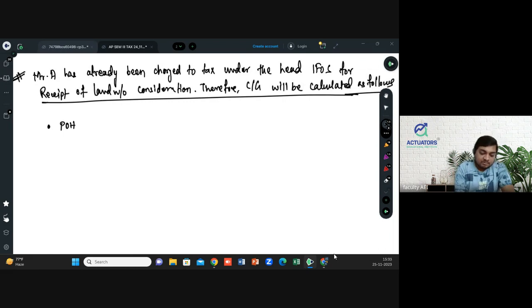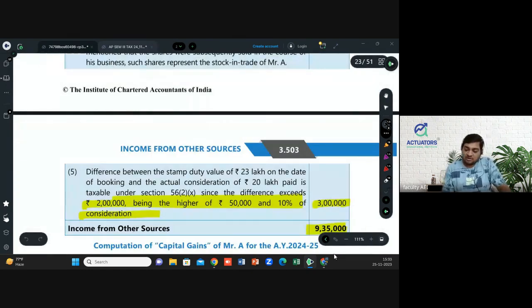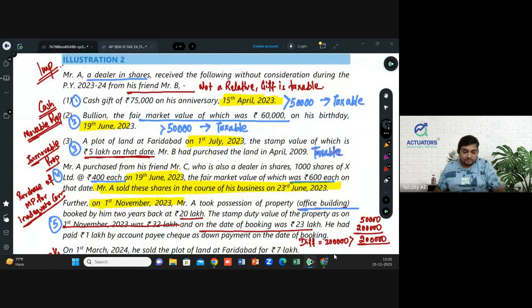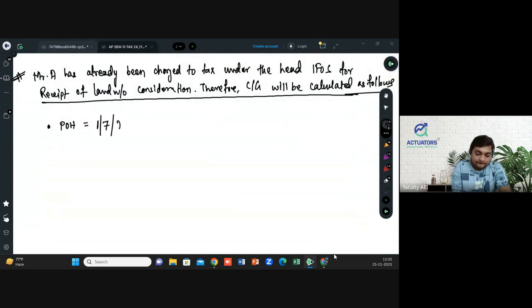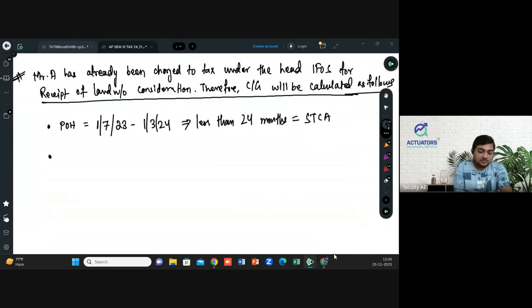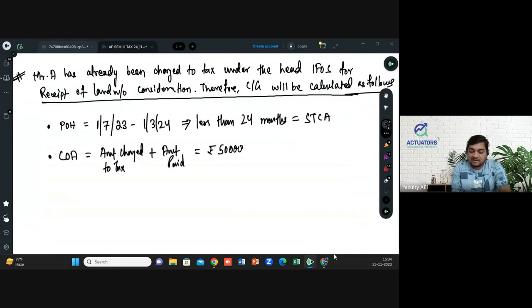सबसे पहला पीरियड ऑफ होल्डिंग, जिस दिन से हमको गिफ्ट मिला है, फर्स्ट जुलाई, नॉट अप्रैल 2009, ये नहीं होगा, और हमने मार्च 24 को बेच दिया है, शॉर्ट टर्म कैपिटल एसेट. कॉस्ट ऑफ एक्विजिशन इज अमाउंट चार्ज टू टैक्स प्लस अमाउंट पेड, सो अमाउंट चार्ज टू टैक्स इज 5 लाख प्लस पेड इज 0, सो दैट इज 5 लाख.